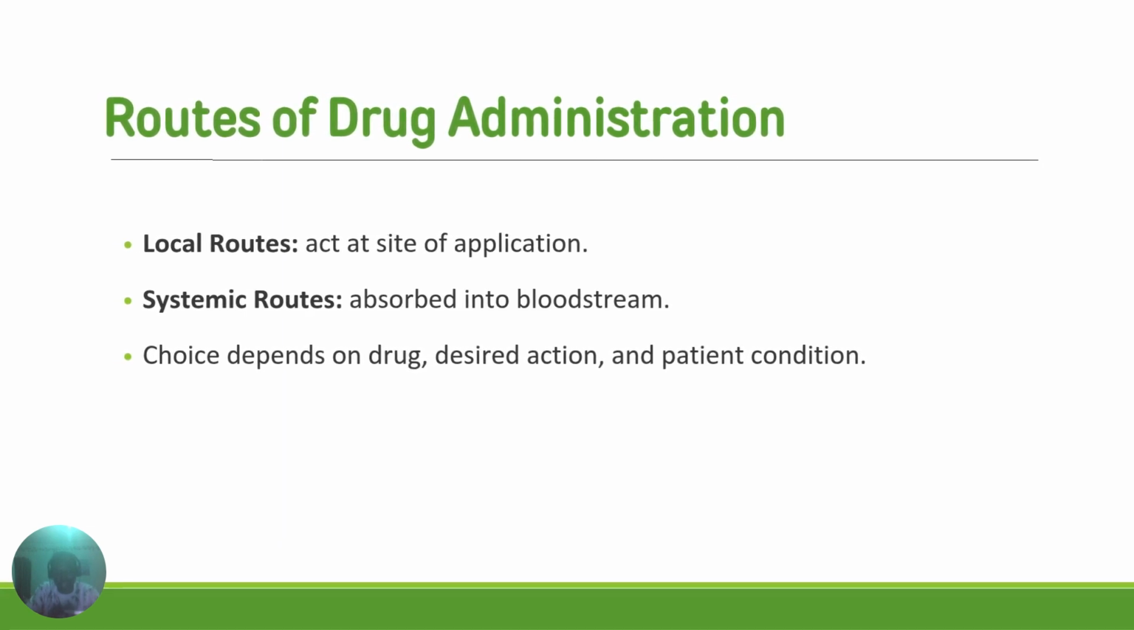What are the ways that health professionals use to deliver drugs into the system of a patient? The two major categories or routes of drug administration are local routes, and then we have the systemic routes. For the local routes, the drug acts at the site of application. For the systemic routes, the drug is absorbed into the bloodstream and then delivered by the cardiovascular system to the site of action. The choice depends on the drug, the desired action, as well as the patient's condition.